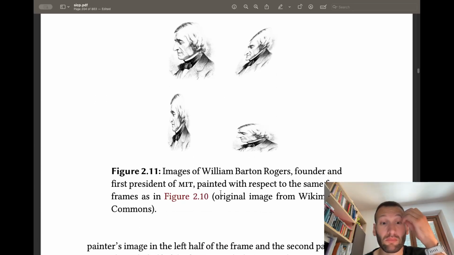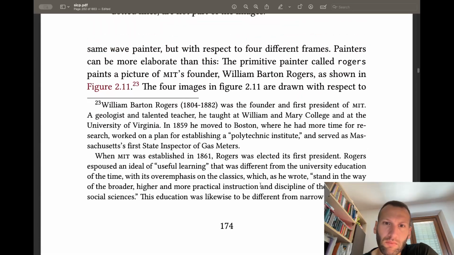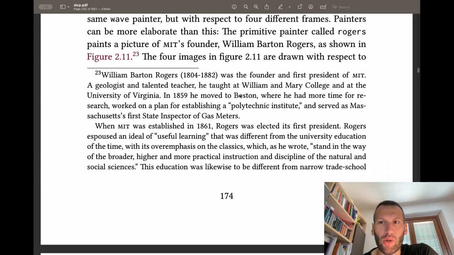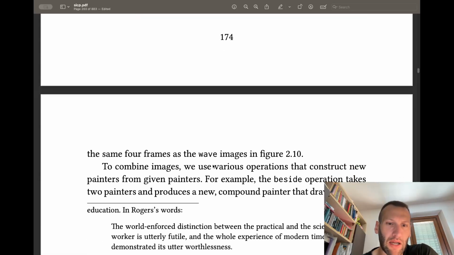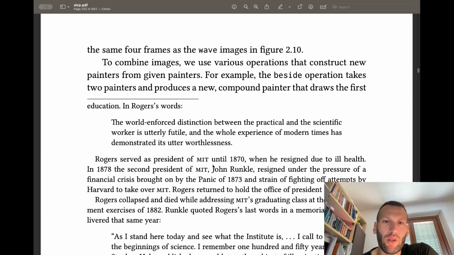Let's look at figure 2.11. Images of William Barton Rogers, founder and first president of MIT, painted with respect to the same 4 frames as in figure 2.10. Okay? So the 4 images in figure 2.11 are drawn with respect to the same 4 frames as the wave images in figure 2.10. To combine images, we use various operations that construct new painters from given painters.